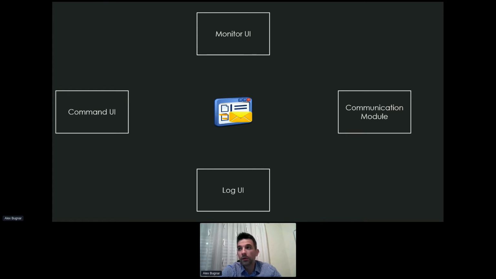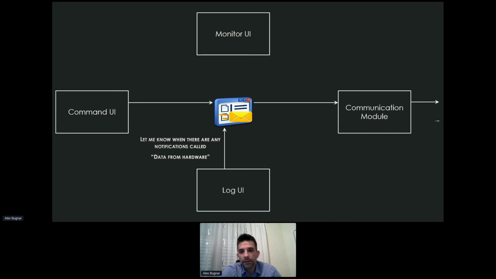Now, let's see how the log UI would work. Well, in the beginning, it says to the AMM, let me know when you have any notifications called data from hardware. And the AMM makes a note of this internally. Then let's assume the command UI performs its usual communication with the hardware as described previously.